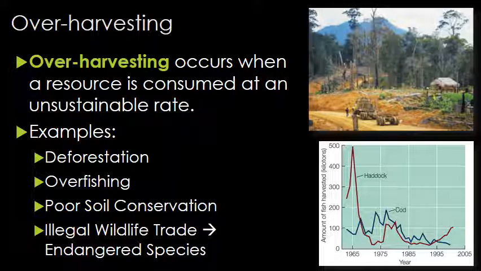Overharvesting occurs when a resource is consumed at an unsustainable rate. This occurs on land in the form of overhunting, excessive logging, which results in deforestation, poor soil conservation in agriculture, and the illegal wildlife trade. About 25% of the world's fish are now overfished to the point where they cannot be harvested sustainably, so we're dealing with a major decrease in fish stocks.